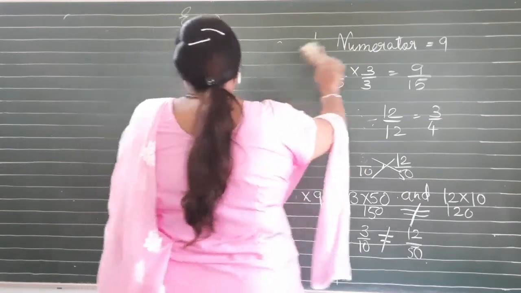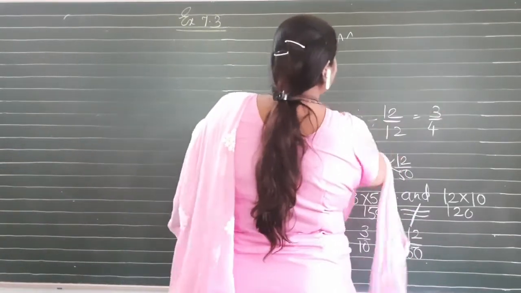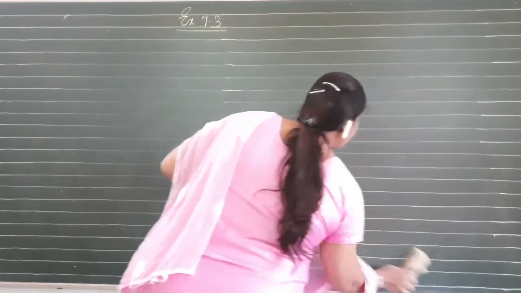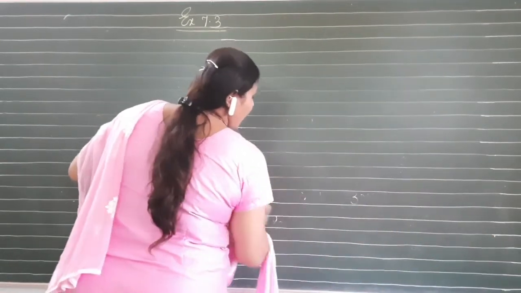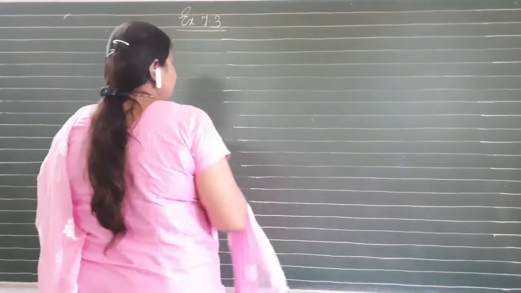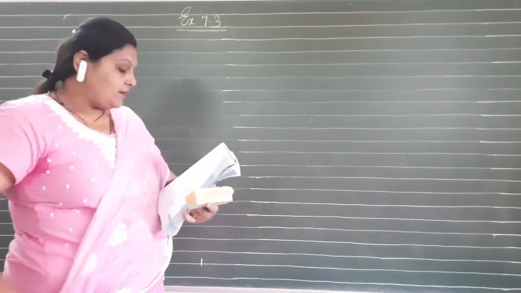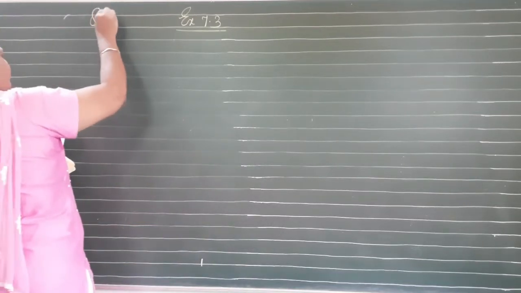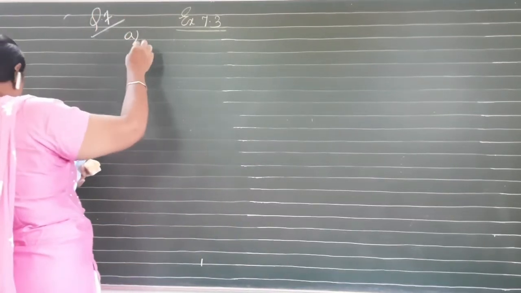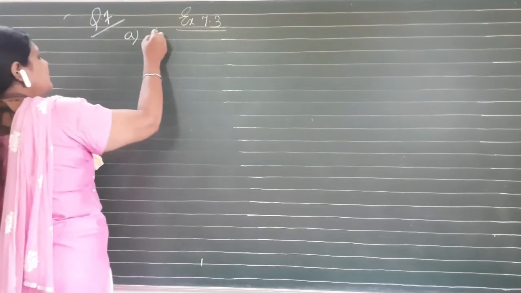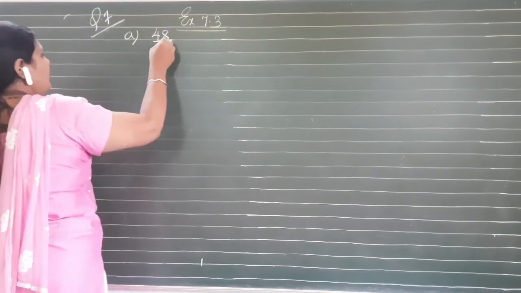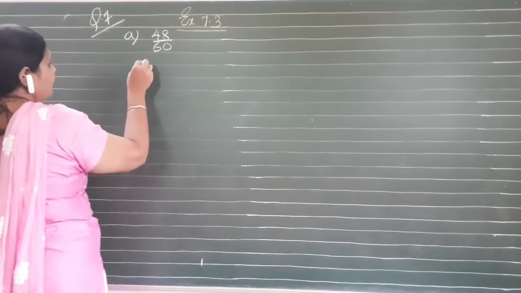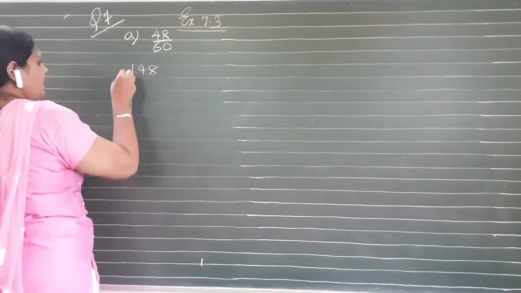In this question, we have to reduce the fraction to its lowest term. Now, as we have discussed, we have to find out the HCF of the given numbers first. Here you are given 48 and 60, 48 upon 60. So very first we will find out the HCF for 48.